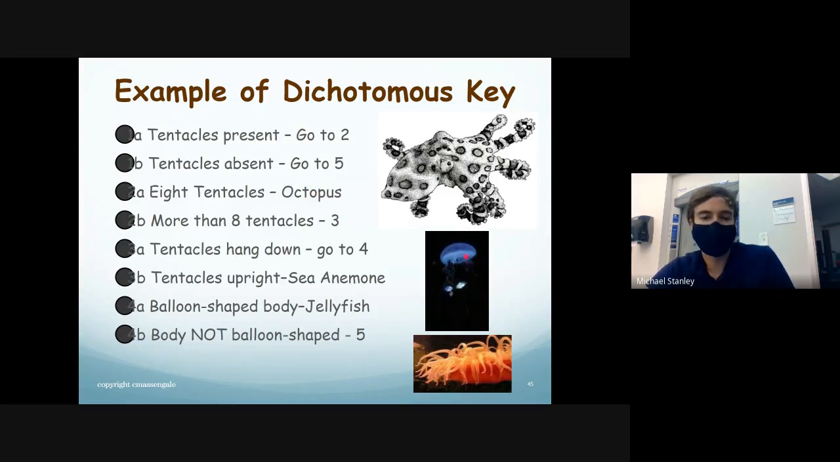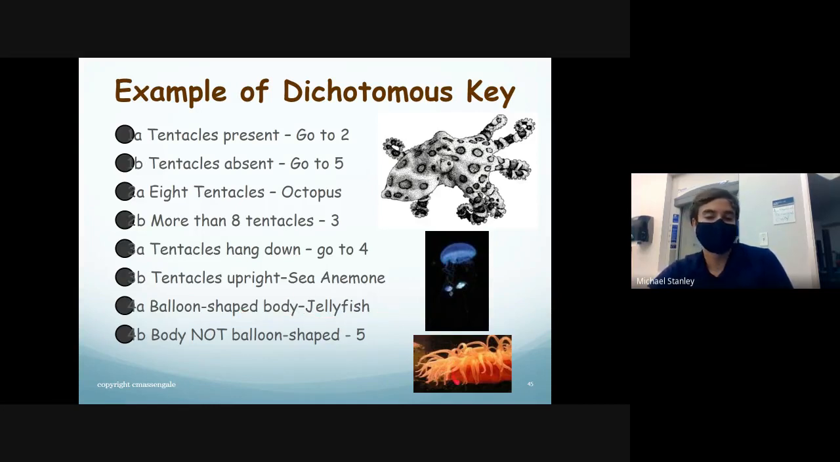With this guy down here, step 1, tentacles, we have those. Go to step 2. All right, step 2 is right here. This guy has more than 8. There's a whole bunch of them dangling down here. So if you have more than 8, we've got to go to step 3. Step 3 says if tentacles hang down or they're poking up. This guy has tentacles that are dropping down, so we got to go to step 4. Balloon or not balloon shaped body. It does have a balloon shaped body, so this is a jellyfish.